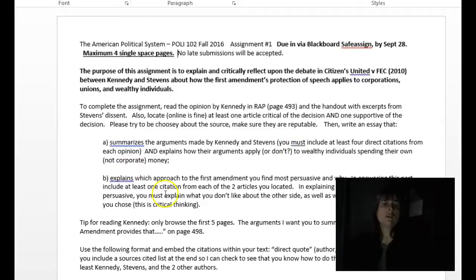and then to explain which approach you find most persuasive. Are you more persuaded by Kennedy's arguments or by Stevens' arguments? And in explaining that, you need to say very clearly what you like about the side you like and what you don't like about the side you don't like.